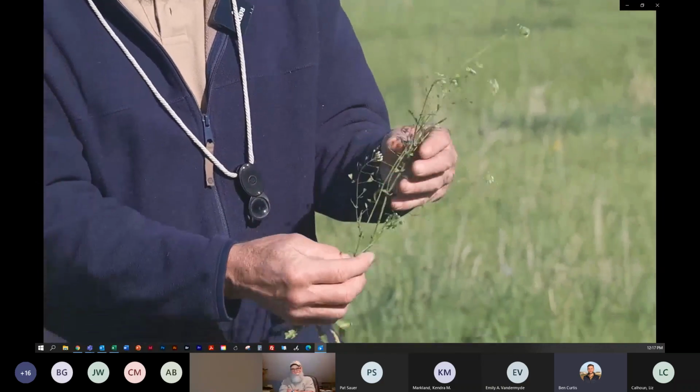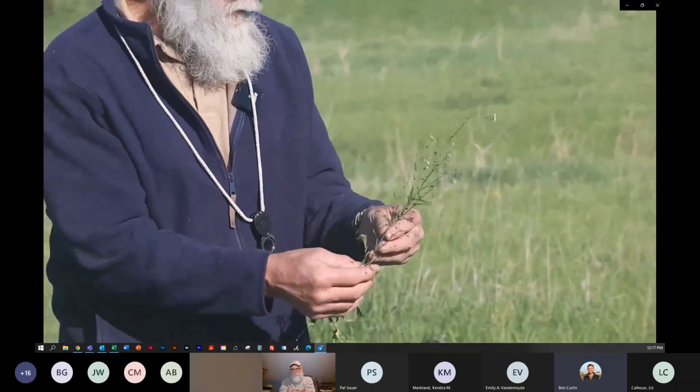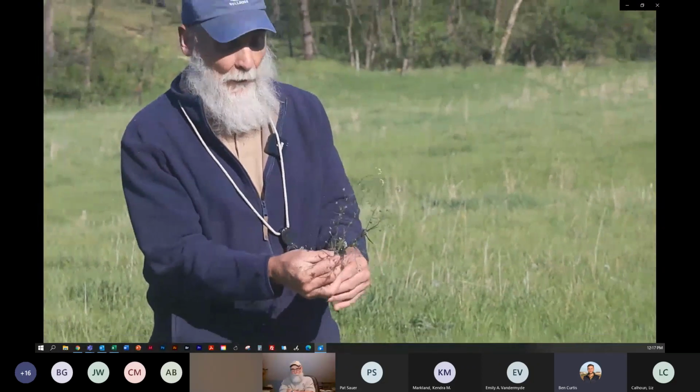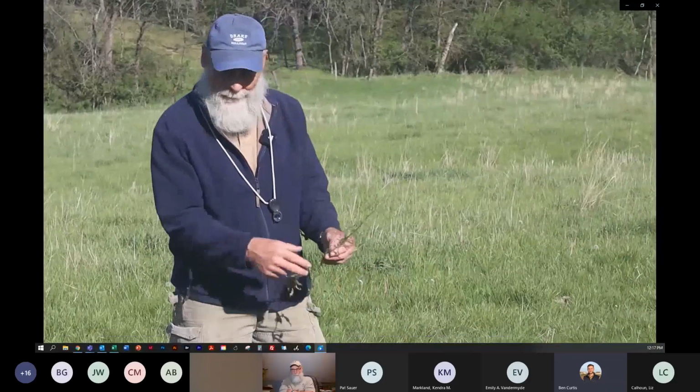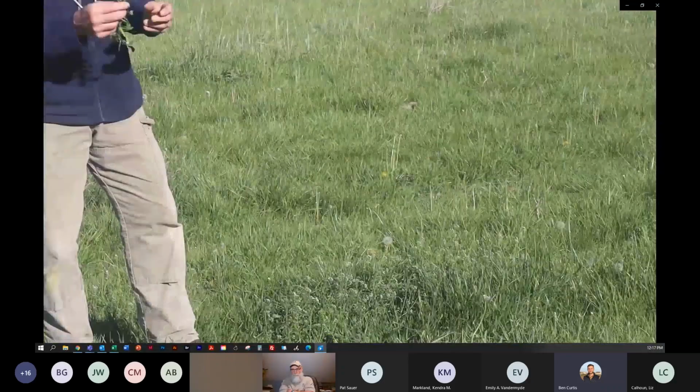Capsella bursa-pastoris, shepherd's purse. This is, again, a very weedy species growing in yards, gardens. Here it's growing along a cattle trail. So it really likes disturbance.